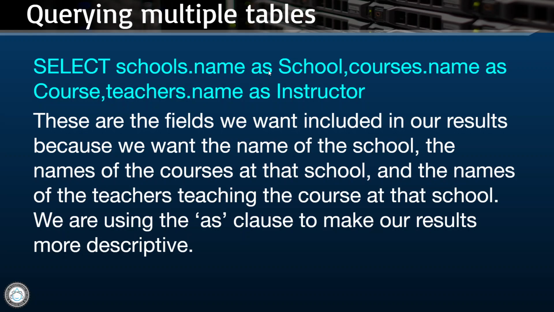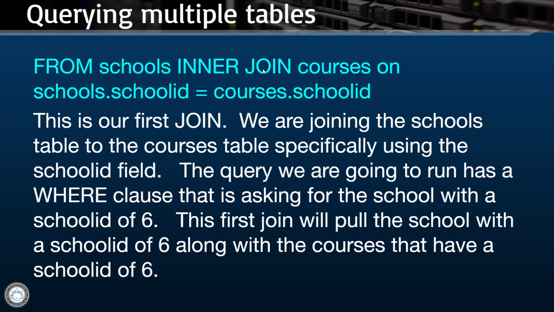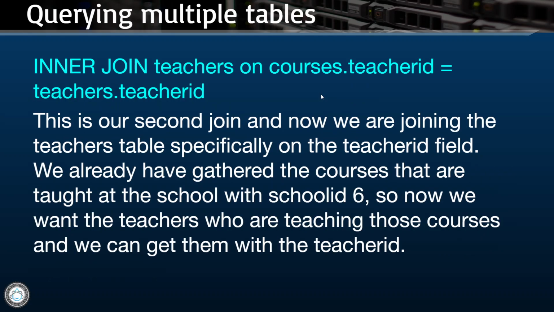We're using the as to make the results a little more human readable. Schools.name isn't as attractive as if we just use the word school. So that's the purpose of as. You'll see that in the results shortly. Let's continue on with our query. Now we're establishing our first relationship, which you've already seen before. This time we're establishing our relationship between the schools table and the courses table. And our relationship is going to be based on the school ID from each of those.